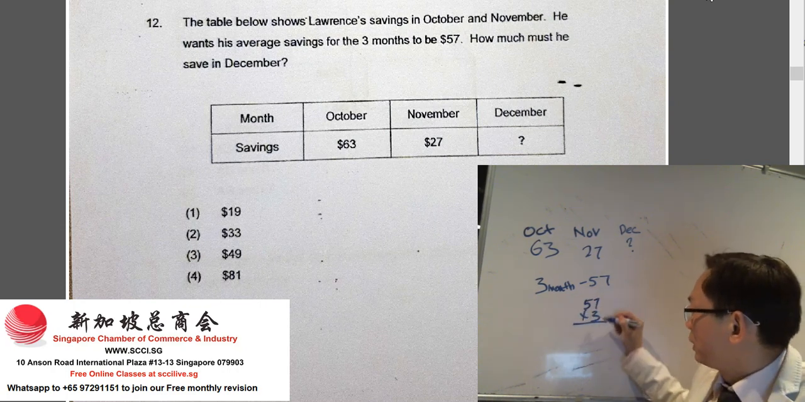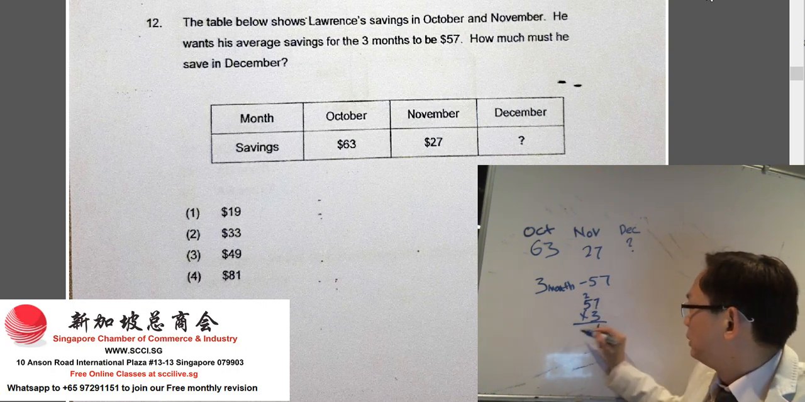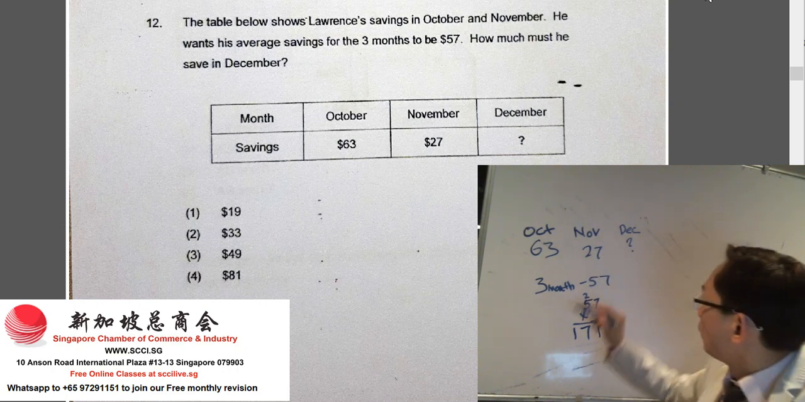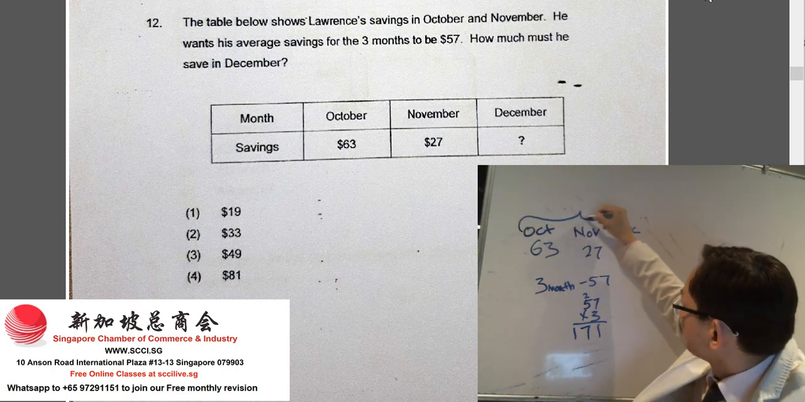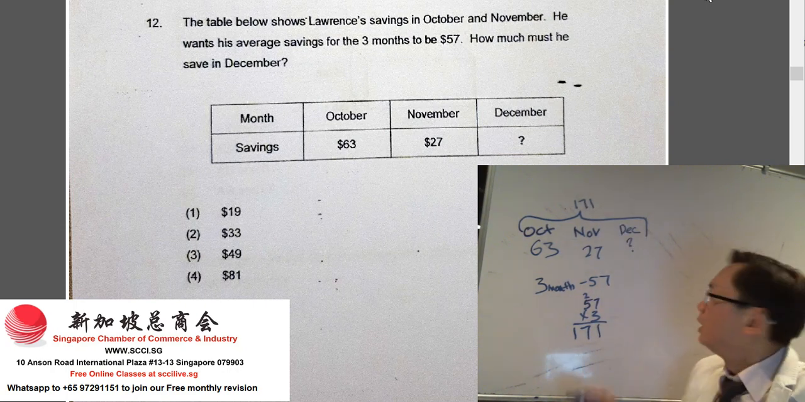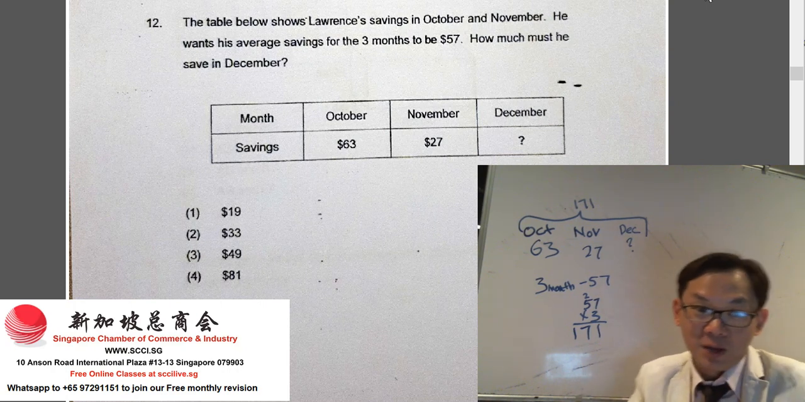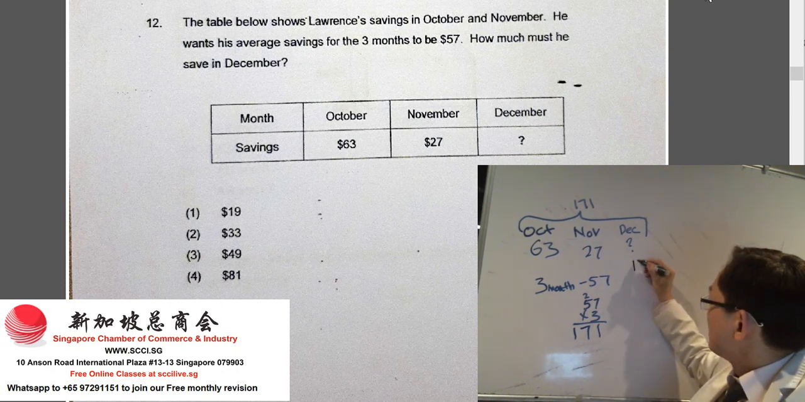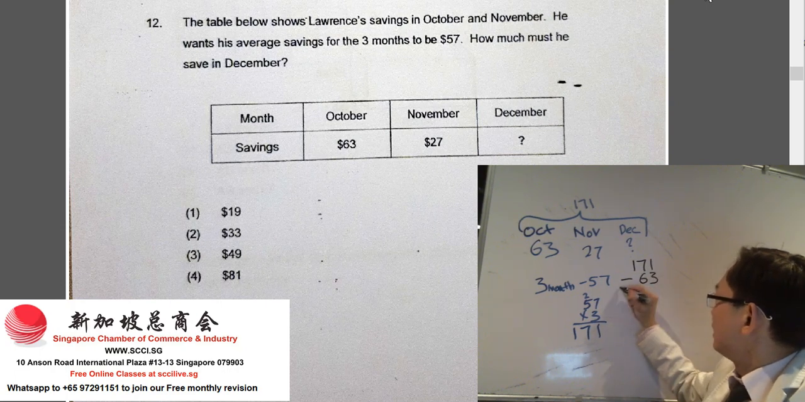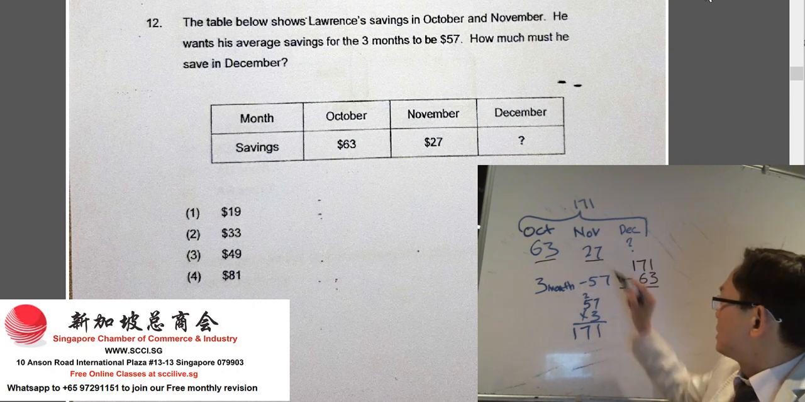Okay, then we will know the total number. 21, so it's 171. So now we know that, right? Okay, total from here to here is 171. Correct? So how much is this? So simply what we can do is that we minus it off. So it's 171 minus away 63. Okay, and then after that we must remember, make sure that you minus away 27.